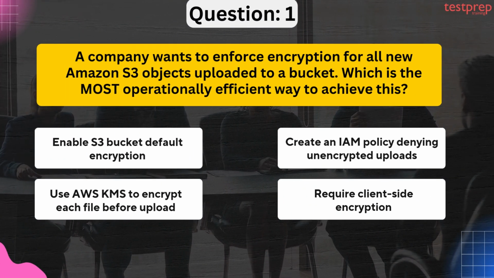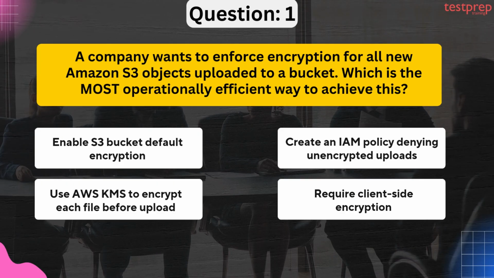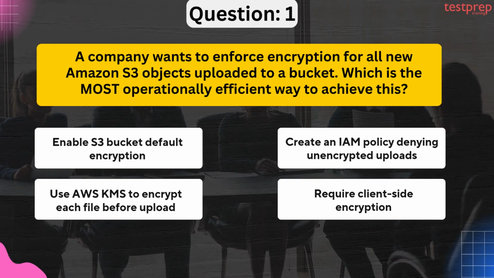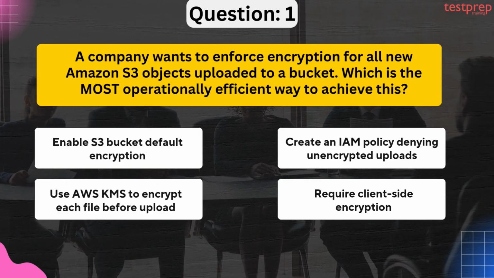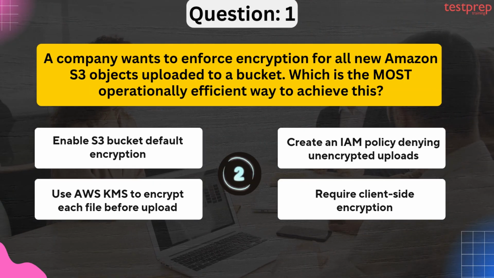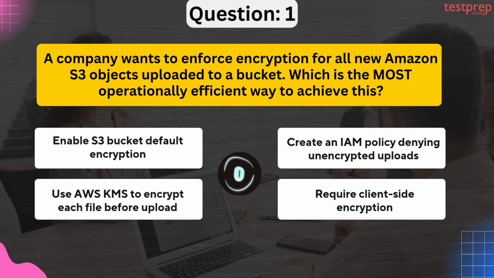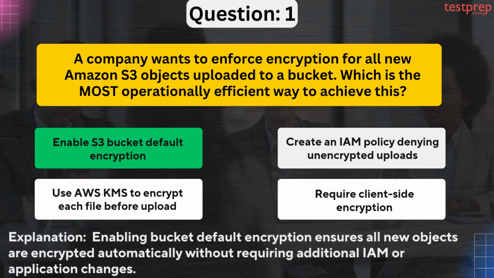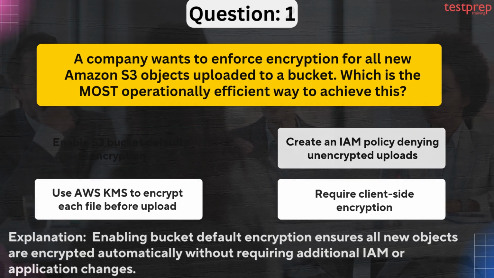Question 1. A company wants to enforce encryption for all new Amazon S3 objects uploaded to a bucket. Which is the most operationally efficient way to achieve this? The correct answer is enable S3 bucket default encryption. Enabling bucket default encryption ensures all new objects are encrypted automatically without requiring additional IAM or application changes.